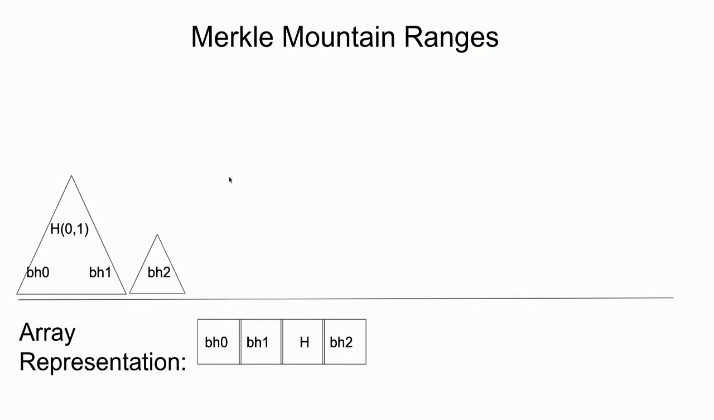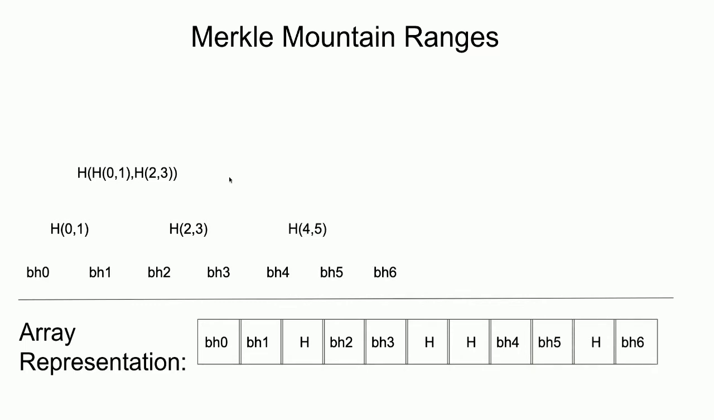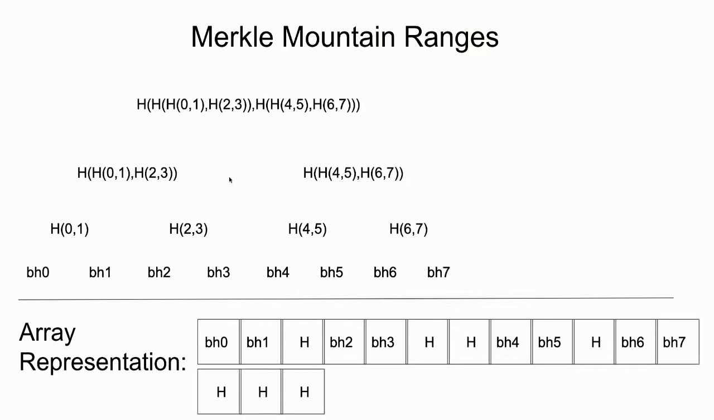It doesn't necessarily only have one root, and as we add the next piece, you can see that sort of cascaded, and since BH3 was the same height as BH2, it created H of 2 and 3, and since that was the same height as its sibling over there, that created another parent. So as we go through this, maybe we can just watch. I add block hash 6. Now we have 3 separate mountains. I add block hash 7, which causes the cascade to go all the way up.